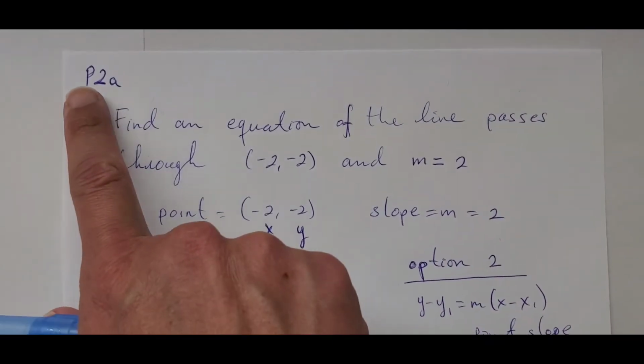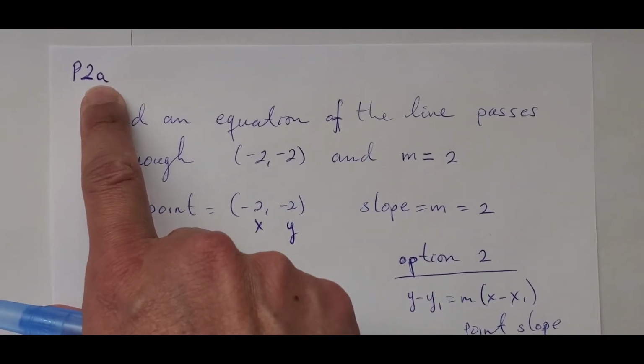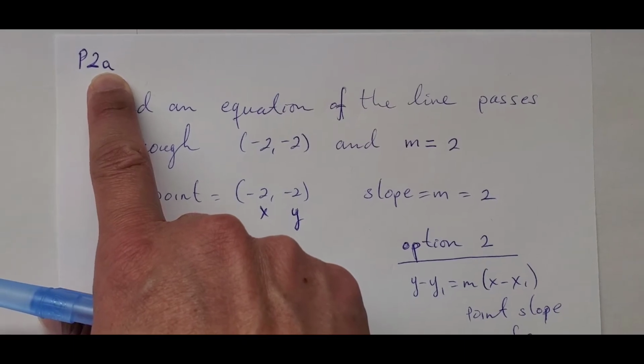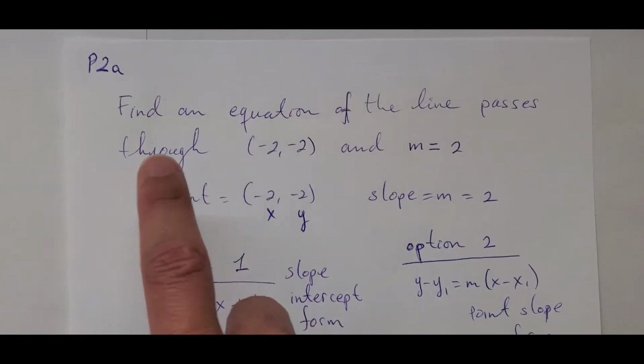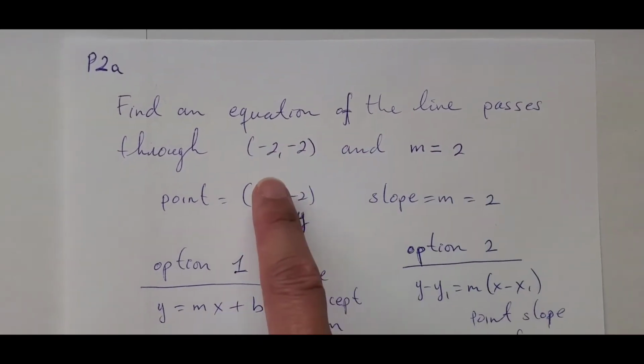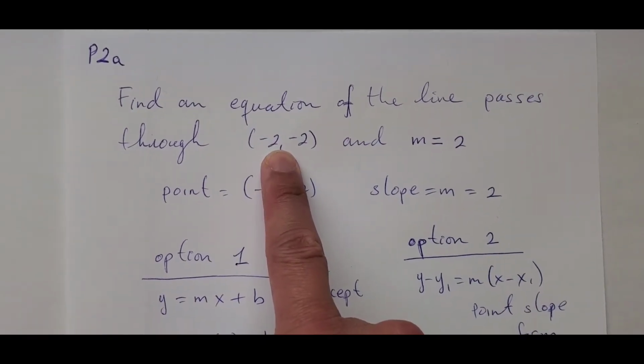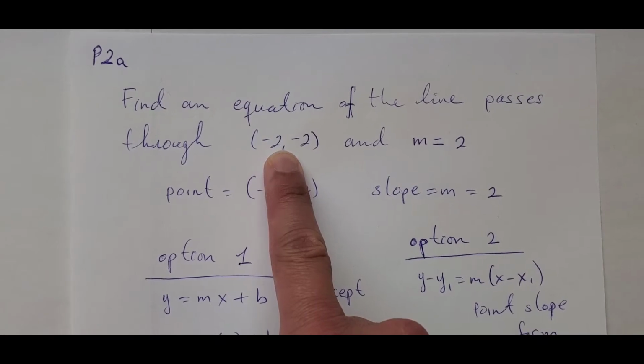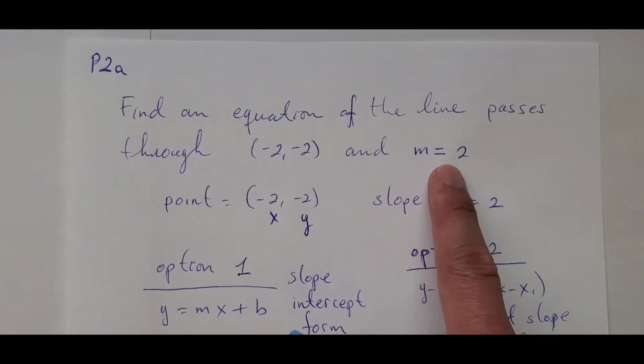This lesson is on P2a, so we're starting a new section. Okay, here we have an example. Find an equation of the line that passes through the first point, -2, -2, and has slope 2.